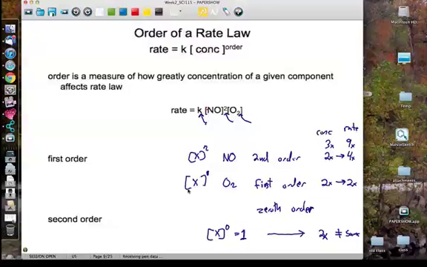So the order deals with the relationship between concentration and rate. We can also discuss the overall order of this reaction. The overall order is the sum of the orders. So this would be a third order reaction. Usually, though, we're most concerned with the individual orders of each component as opposed to the overall order.